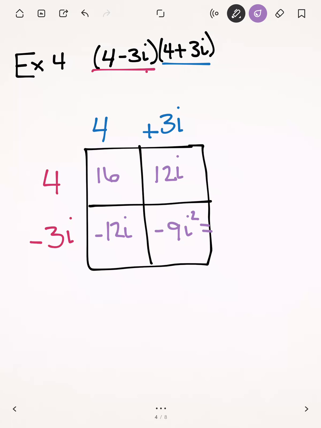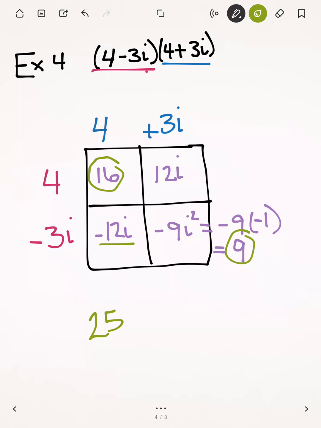And again, i squared equals -1, so I have a -9 times a -1. -9 times a -1 is a +9. So then I can combine my like terms. So I can combine the 16 and the positive 9. 16 plus positive 9 is 25. Okay, when I try to combine the negative 12i and the positive 12i, they cancel out. So my answer is 25.